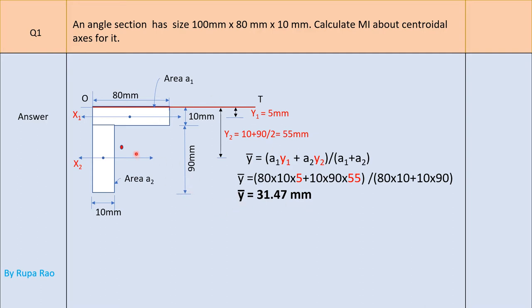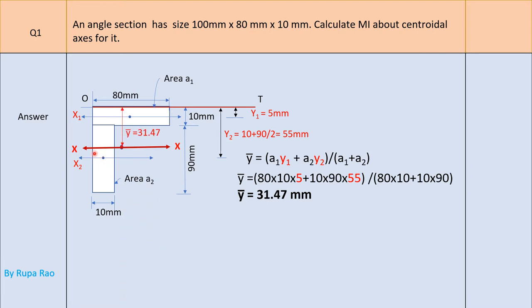Now we have to show this y bar here in this figure. So now suppose this is my centroid, and this is the axis xx for the L section. So this is the axis xx of the L section, and now I get the y bar from this reference line up to this axis, which I am showing here.